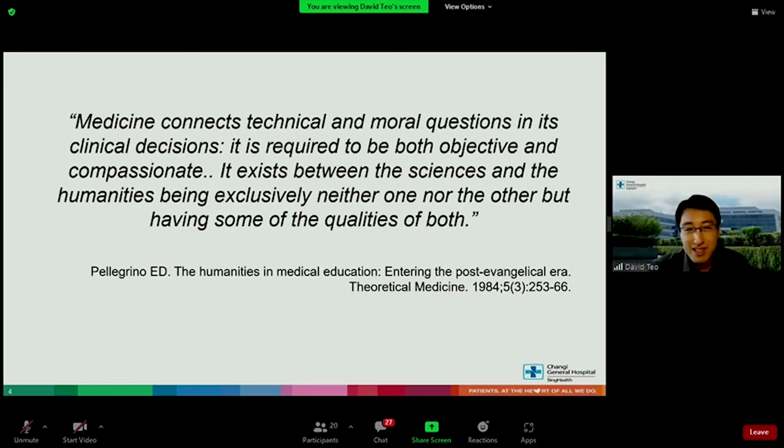So, Pellegrino, one of the forerunners in the medical humanities as early as 1984, once wrote that medicine connects technical and moral questions in its clinical decisions, and is required to be both objective and compassionate. And it exists between the sciences and humanities, being exclusively neither one nor the other, but having some qualities of both. I think that in essence encapsulates what many people have been sharing this morning and up till now in this whole retreat. And so I really like this quote.